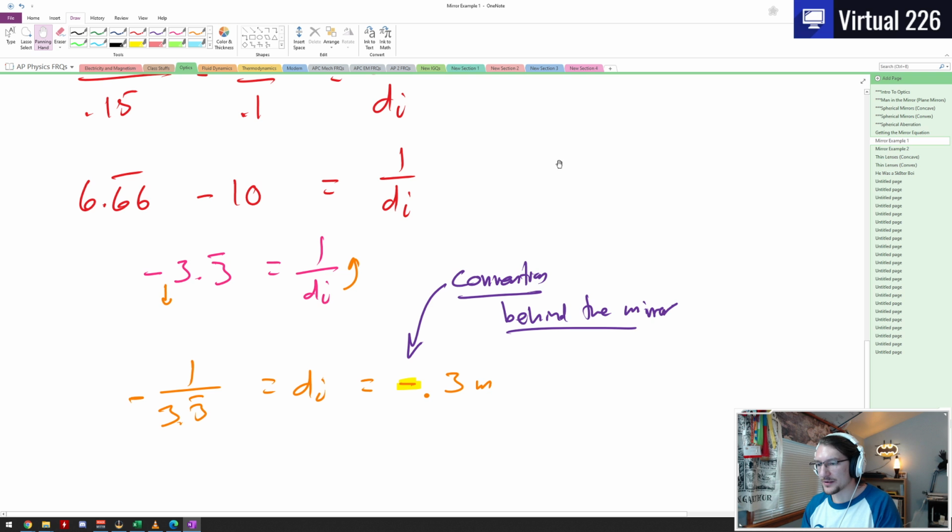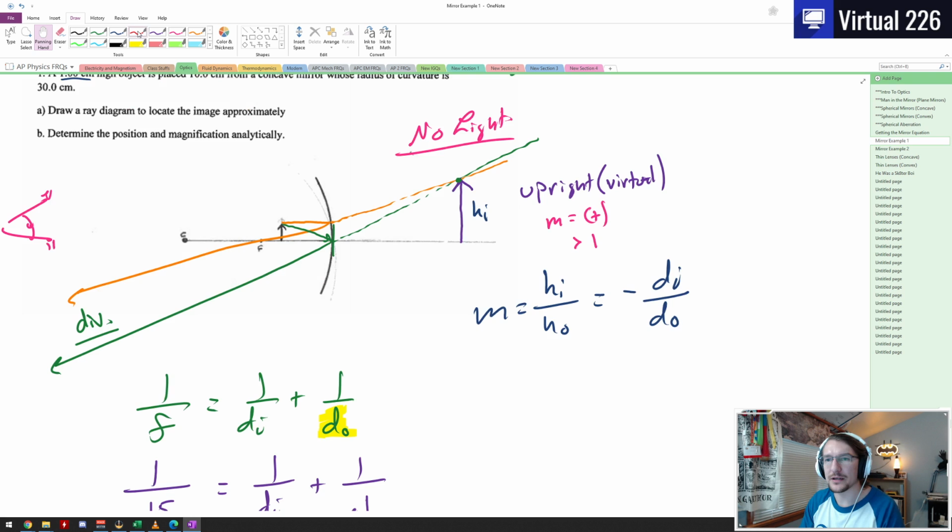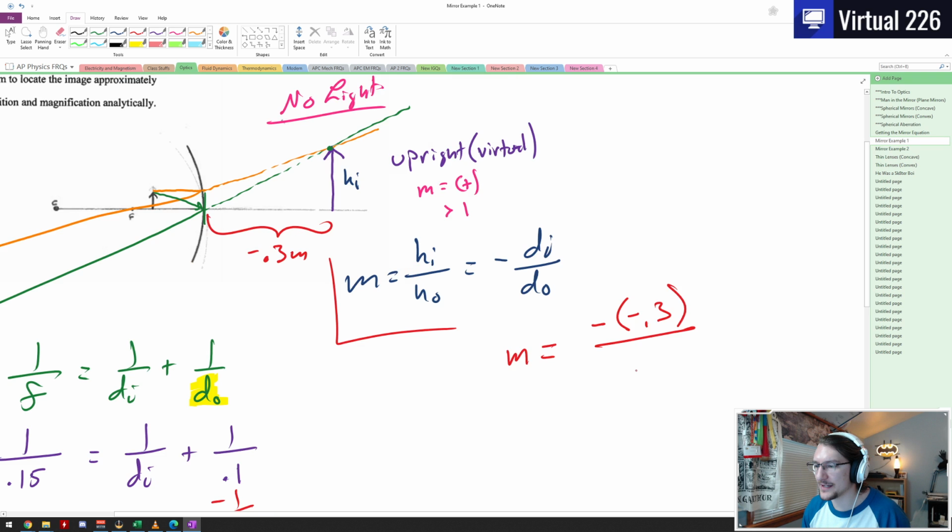Okay? Remember, while that di is 0.3, it's all the way over here, there's actually no light over here. The image isn't actually here. It doesn't exist. It's virtual. So when it's behind the mirror, by convention, we call these negative distances. And this will actually really help us because when we go to use the magnification equation now, what we're going to have is that the magnification is going to equal negative of negative 0.3 divided by 0.1.